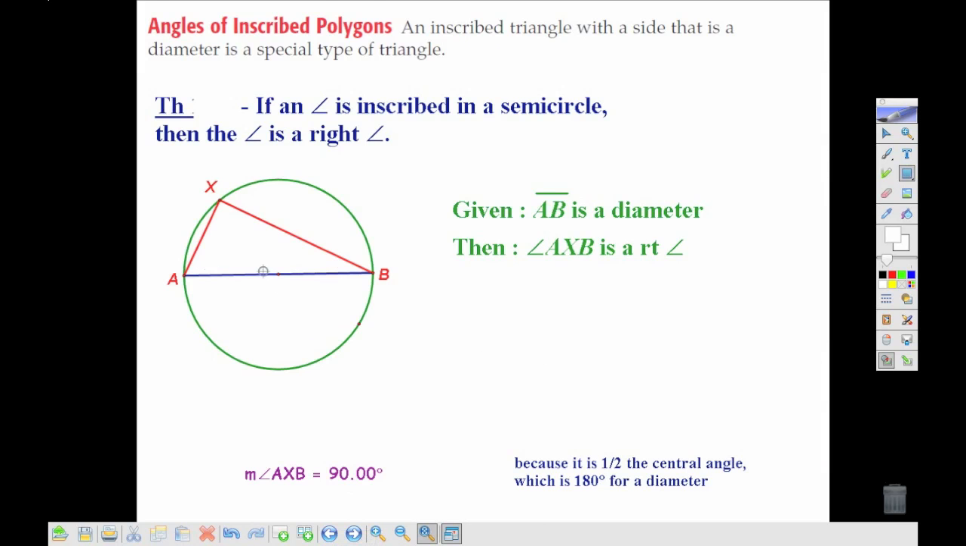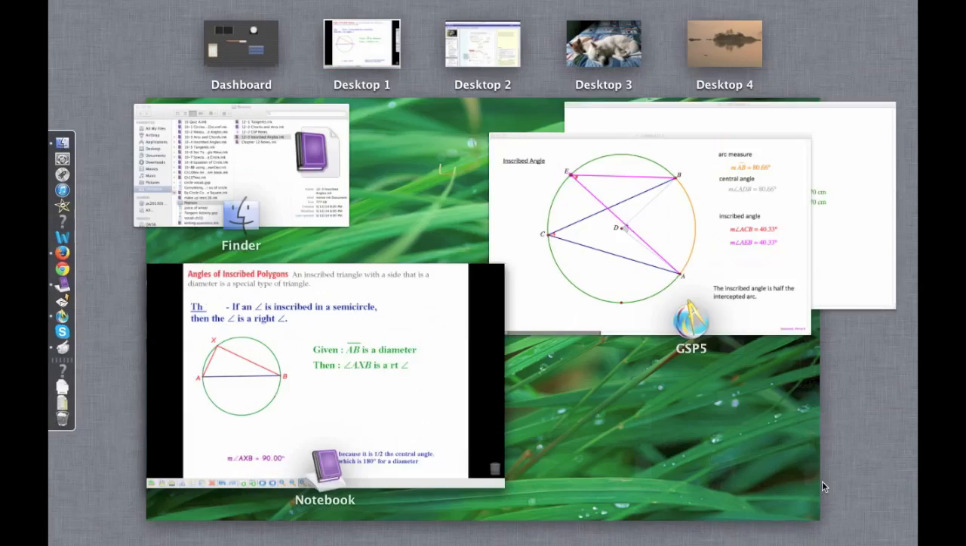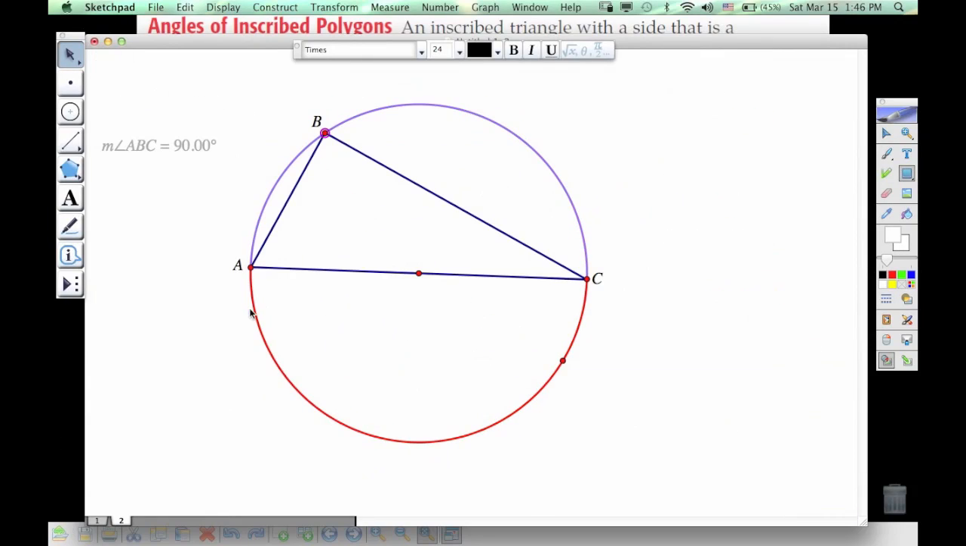The next theorem looks at what happens when we're dealing with a diameter. So if we have a diameter and an inscribed angle, then that has to be a 90-degree angle. The reason this works is because the arc that it's cutting off here is half the circle, 180 degrees. So no matter where I move this, it's cutting off a 180-degree arc, half of that would be 90, so this will always be perpendicular.